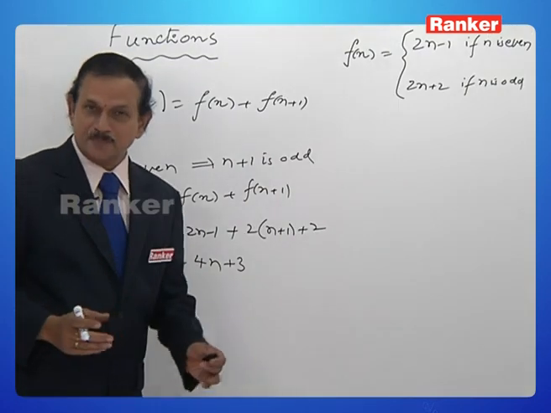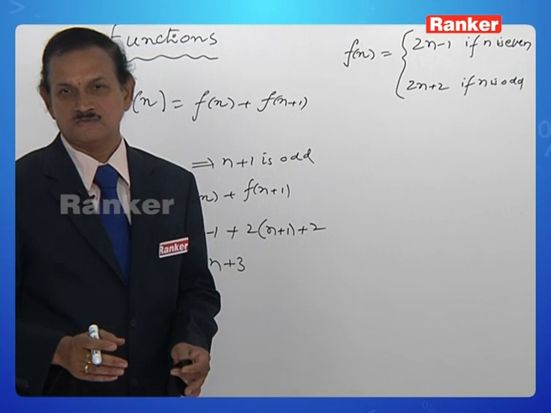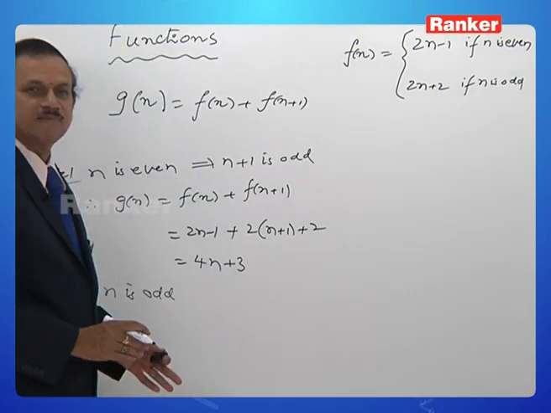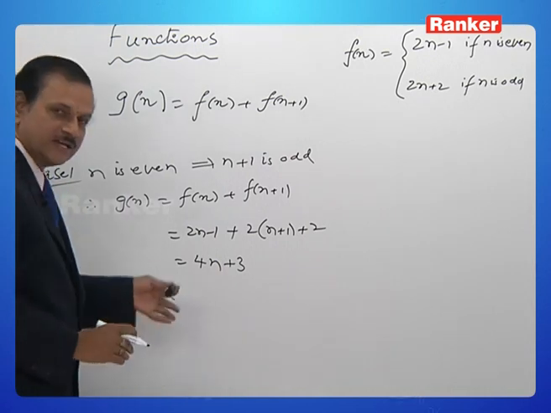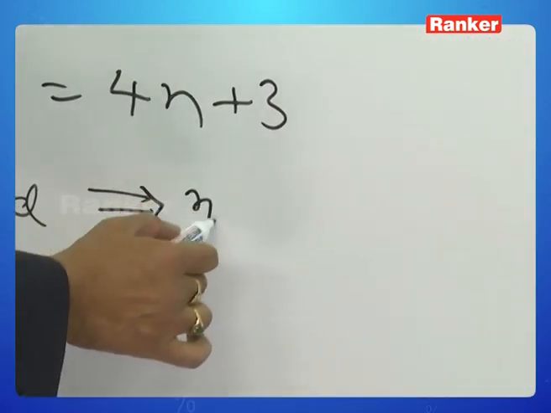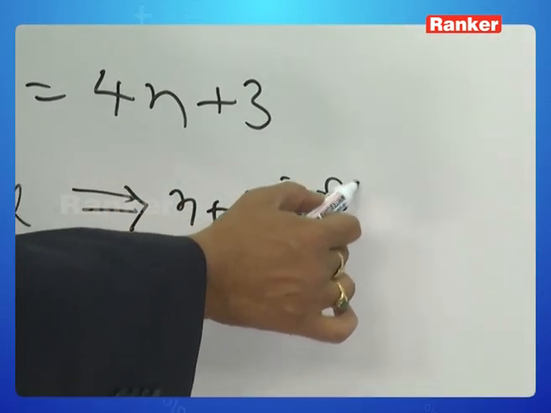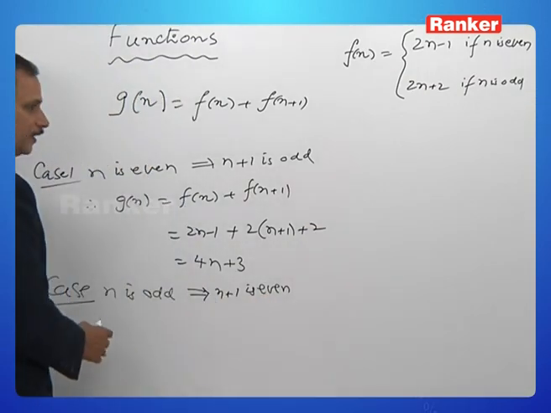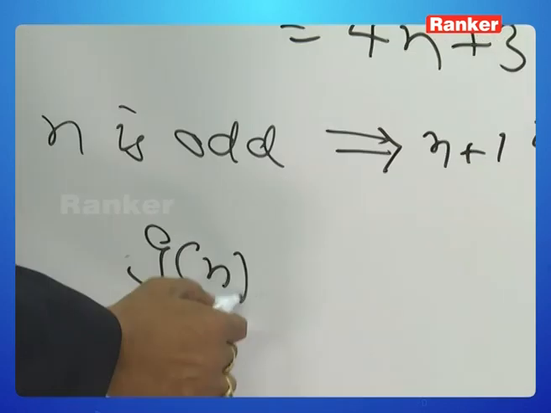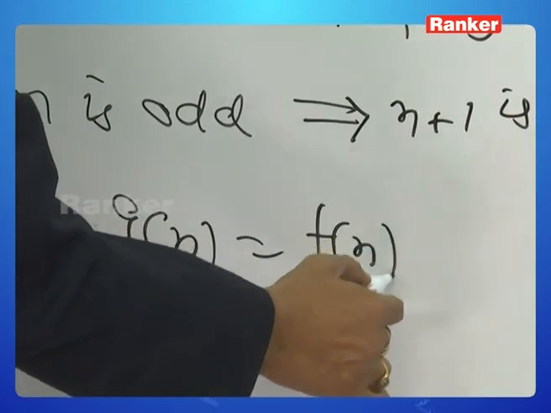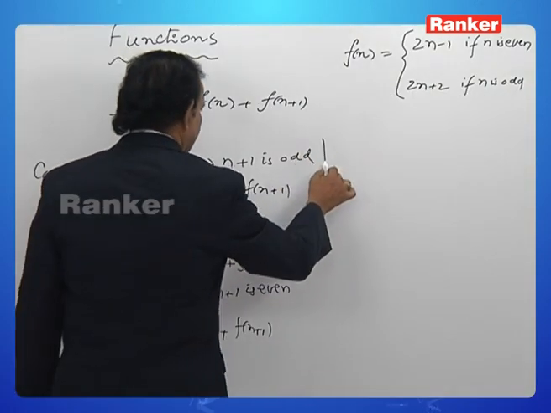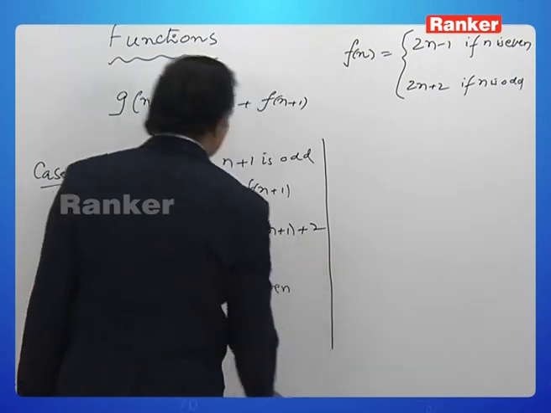We are supposed to give the picture of g of n in both the cases. We have already seen the nature when n is even. It is now our duty to have its nature when n is odd. If n is odd, what is n plus 1? Even. N plus 1 is even. Here also, g of n. What is g of n? F of n plus f of n plus 1.